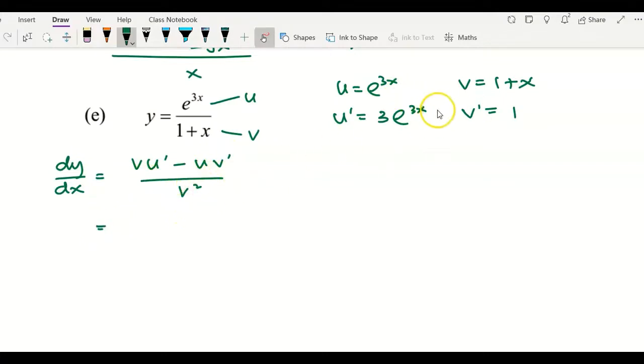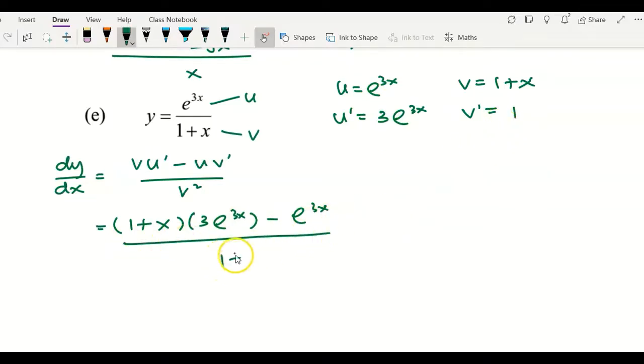So get your v, that is 1 plus x, multiplied by u prime, that will be 3e^3x, minus u, that will be e power of 3x, multiplied by v prime, that is 1, over v squared, that is 1 plus x squared.